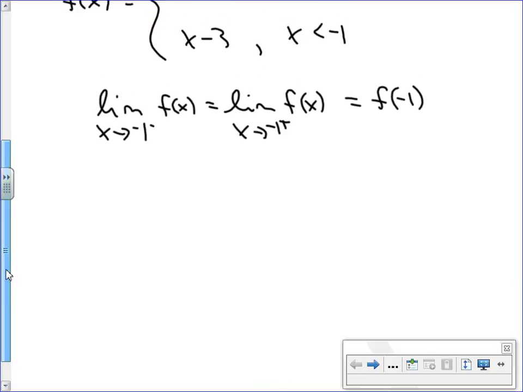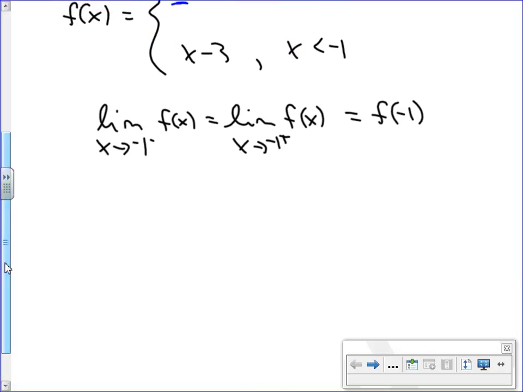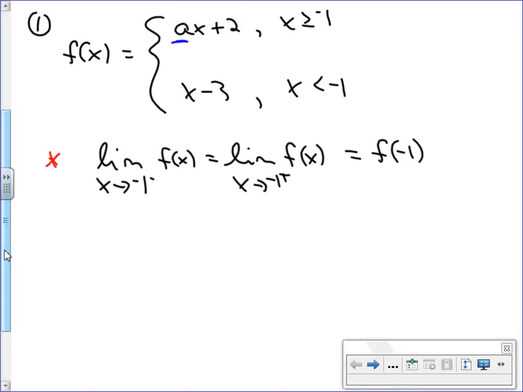Okay, so this step right here is a calculus step that you put in. If you leave this step out, you may not get full credit for your analysis if they're looking for you to show specific limit notation. Okay, this piece right here says go from the left, and the left side is the bottom function, so I'm going to plug -1 in for the x, -1 minus 3.